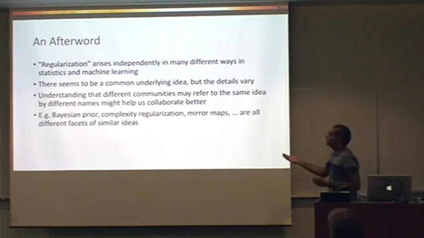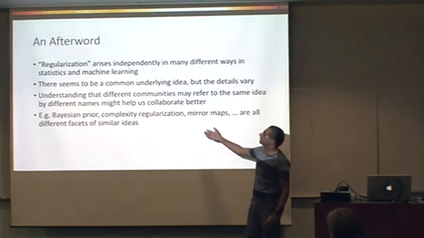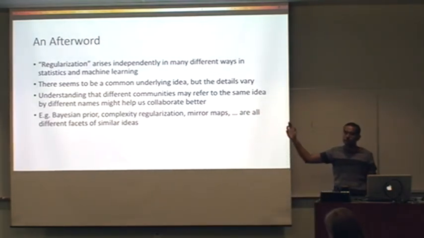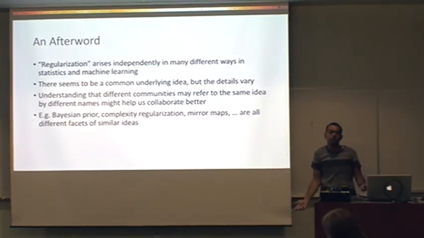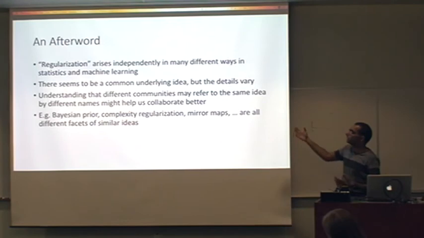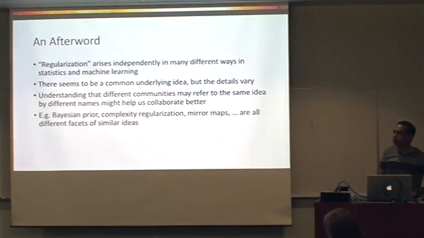So all of these things are basically the same thing: Bayesian priors, complexity regularization, mirror maps. Mirror maps are like their function R; the regularizer in mirror descent is also called a mirror map. So different communities might prefer to use different ideas, but ultimately it's all the same thing.